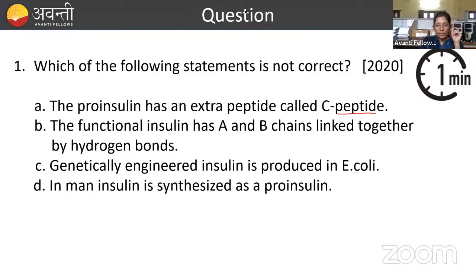Read the question carefully, especially in biology. We need more patience to read the question and the statements. The reason being, it feels very easy, but whenever you are writing or taking the question, there comes a problem. Okay, so which is not correct? Here is the option. Proinsulin has an extra peptide chain called a C-peptide. Is it correct or not? Like that, read all the 4 sentences and give me the answer in the poll.